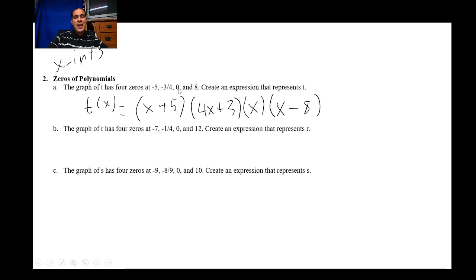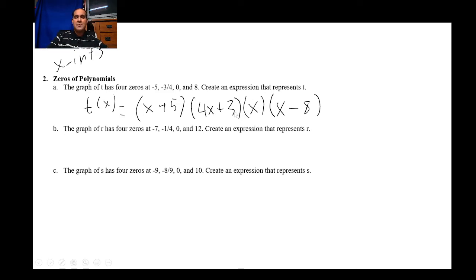If we have an x-intercept that's just a 0, then one of my factors needs to just be x. And finally, if I have an x-intercept that is 8, then one of my factors needs to be x minus 8. The trick is, it's the opposite of what we see there.